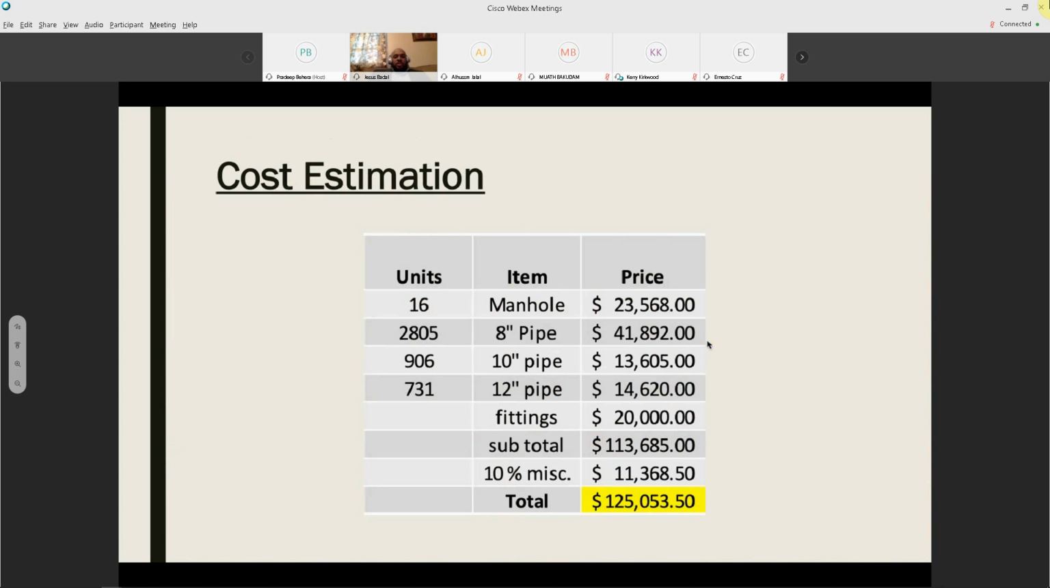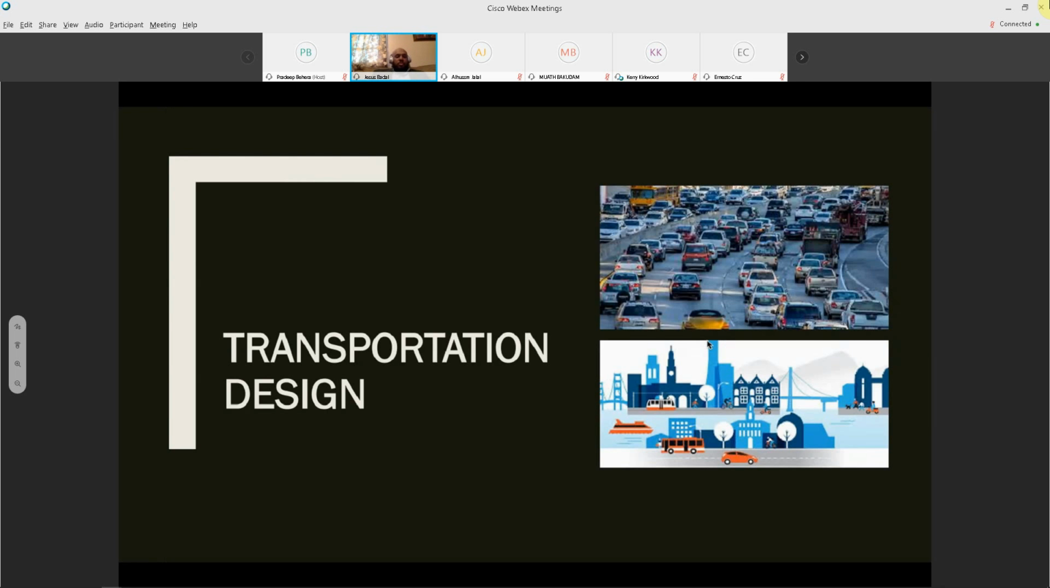So we did a cost estimation based on the material that was needed for this project. In total, our cost was $125,053.50 for all material. We did not consider labor or excavation costs in this price. Next, we will talk about transportation design. I will hand it over to my colleague, Mr. Aloudah.